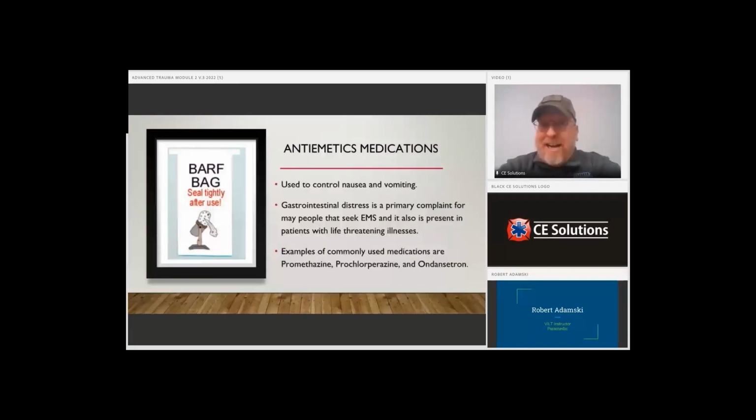Then we have our antiemetic patients. All right. We love antiemetic patients because we do not love our patients puking all over the back of our trucks. All right. Remember that. All right. So we have antiemetic medications used to control nausea and vomiting for whatever reason. You're going to have patients with chronic medical conditions like cancer, neoplasia. All right. Or you could have, remember, gastrointestinal distress.